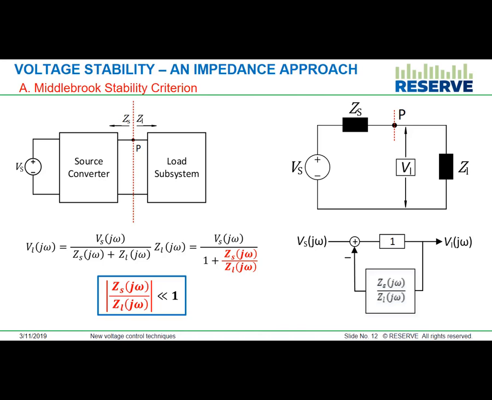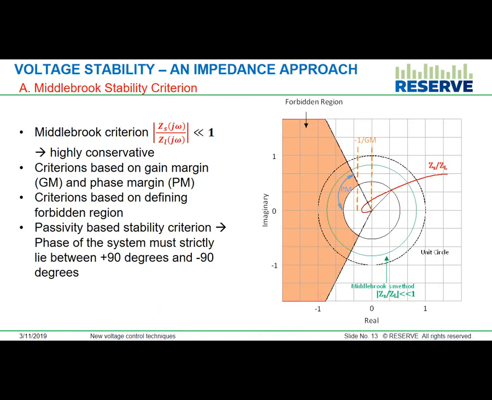So he says that you always try to design your load subsystem following this criterion, where the magnitude of the source by the load is very much less than 1, or make it as small as possible. That's the idea. So it's a very conservative approach. And following this work, there have been many other criteria that have been discovered. And just to summarize, this slide does it.